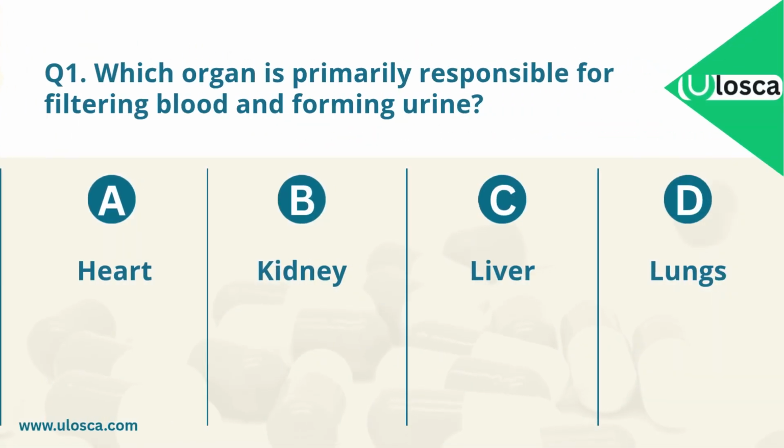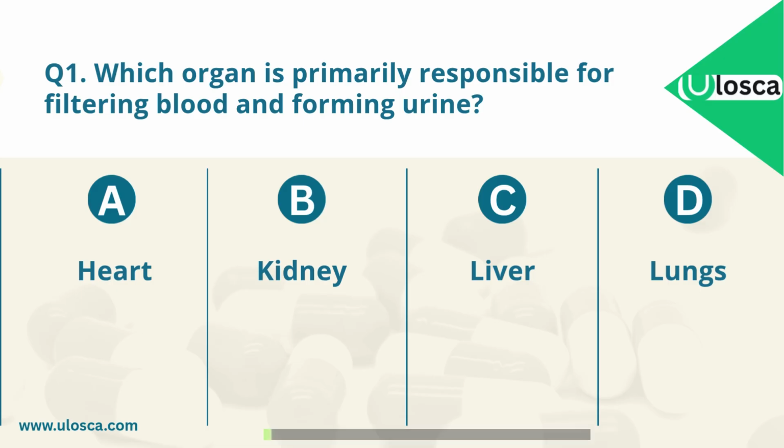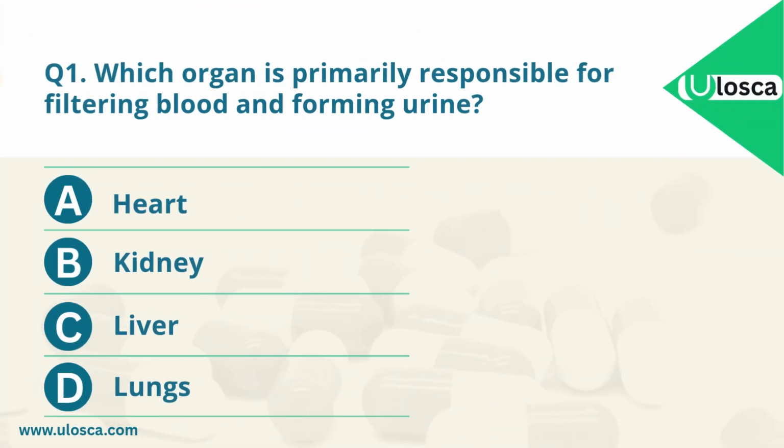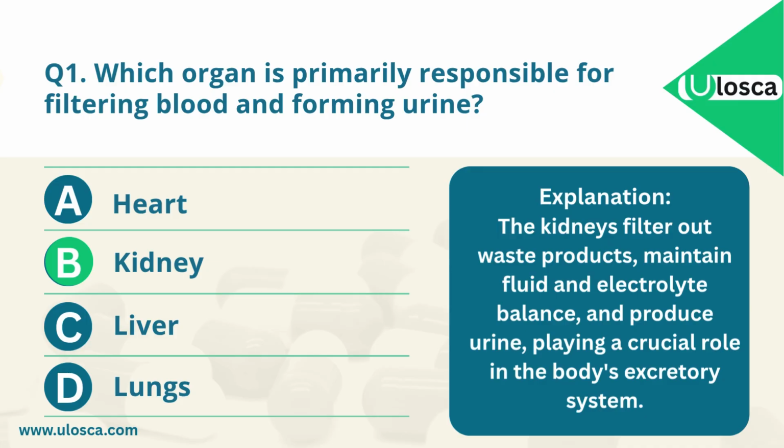Question 1. Which organ is primarily responsible for filtering blood and forming urine? A. Heart. B. Kidney. C. Liver. D. Lungs. Which one is the correct answer? The correct answer is B. Kidney. Explanation. The kidneys filter out waste products, maintain fluid and electrolyte balance, and produce urine, playing a crucial role in the body's excretory system.